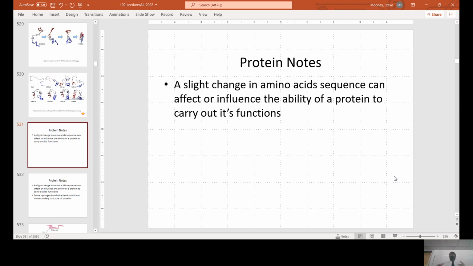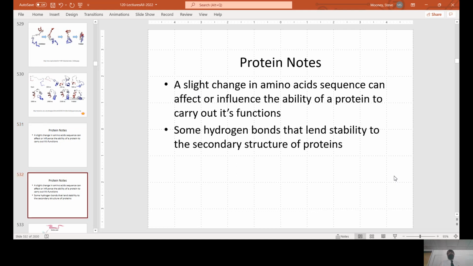And by changing amino acids in locations, we can have different success in those functions.